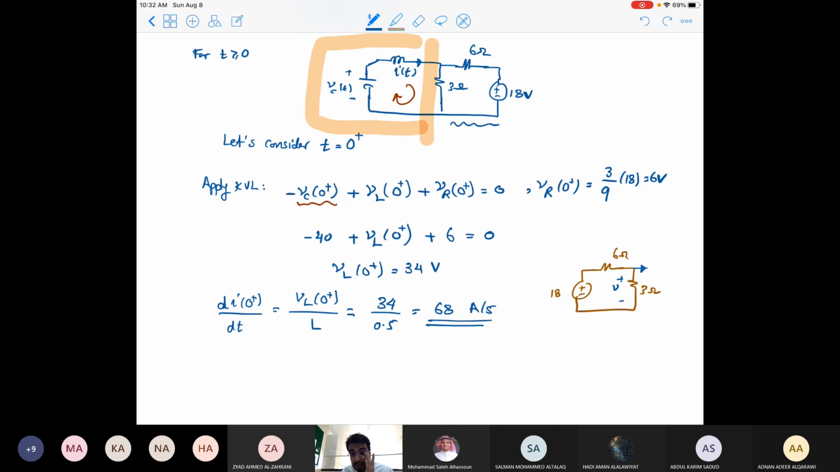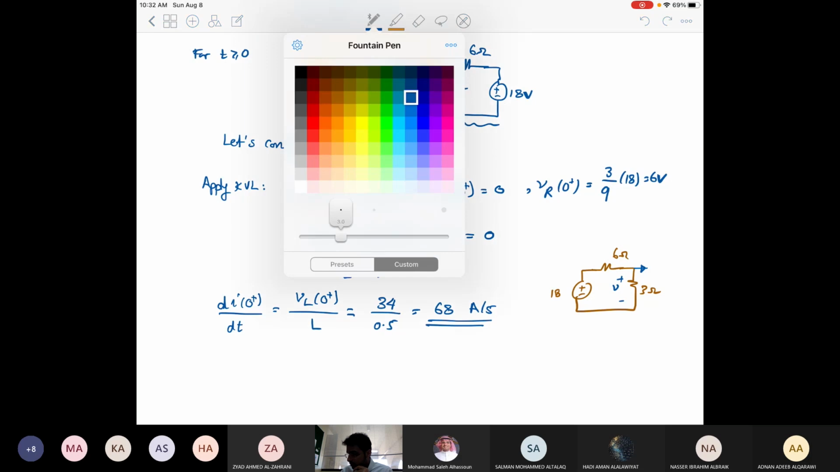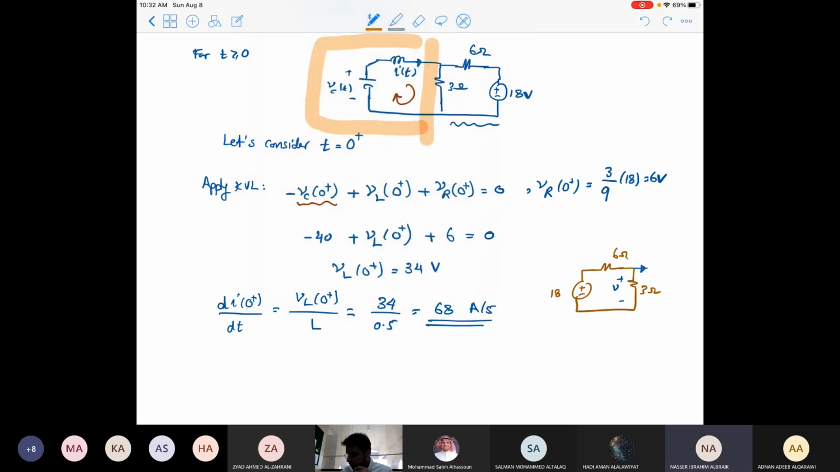Nasser, question? Why is the current through the 3 ohm resistor 0? The current, no, it's not 0. So the current here is 0. This is the current across the inductor, and the current across the inductor cannot change instantaneously. So it was 0 when the switch was at position A. Then when we move to position B, the current stays 0. Okay, thank you.